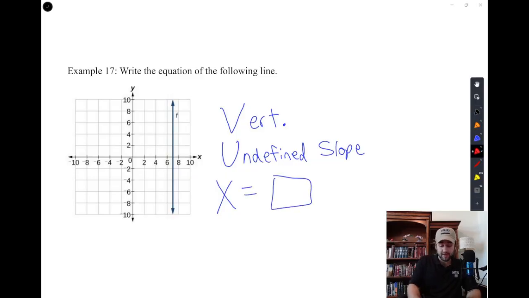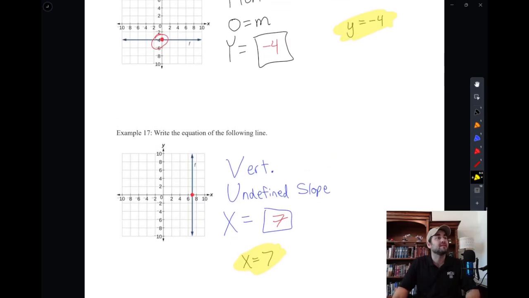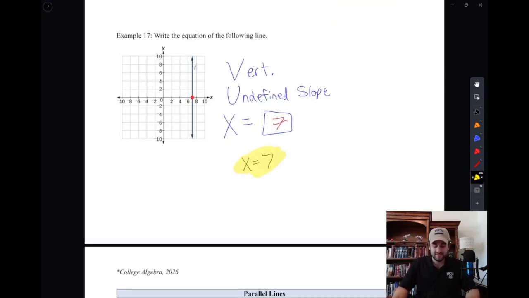And so you just go to your graph and you look at a point and you say, what is the x value at that point? And right here it looks like it's about 7. And so our equation for our line is x equals 7. And that's constant lines, horizontal and vertical lines.